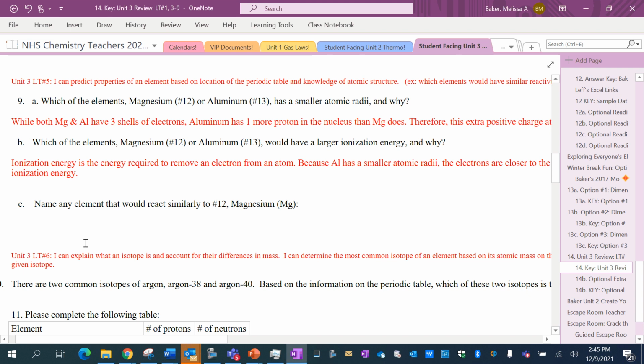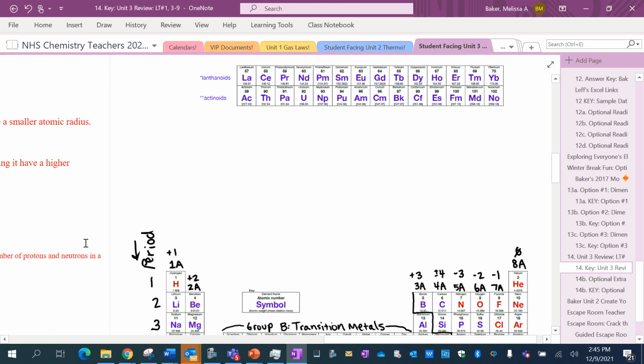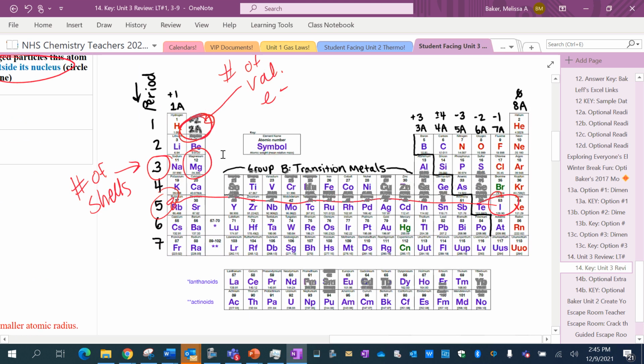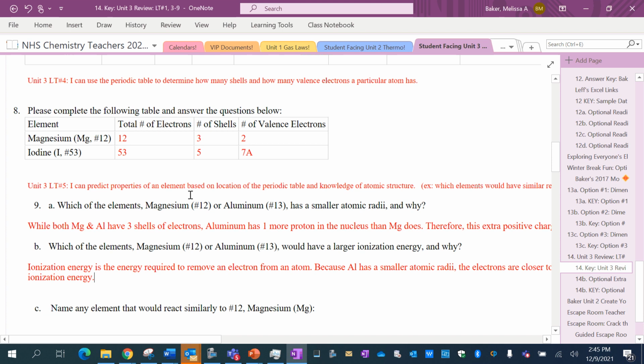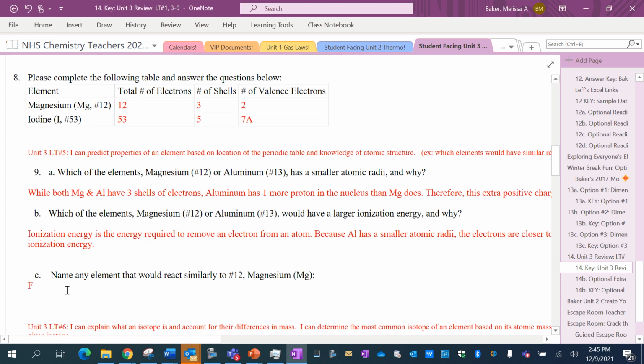Name any elements that would react similarly to number 12, magnesium. Magnesium would react similar to anything in group 2A. So Be would be another great example. Anything in group 2A, example, Be.